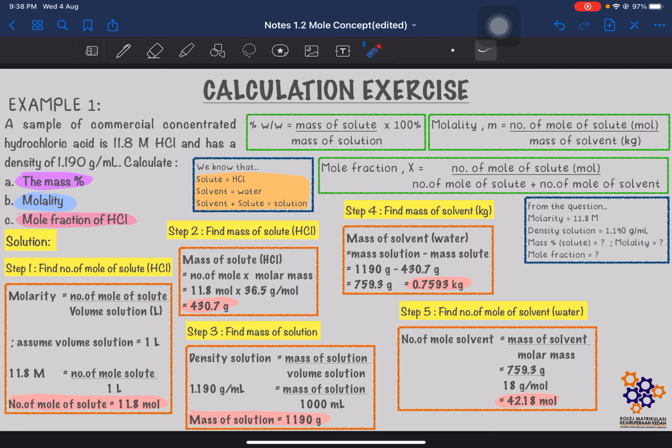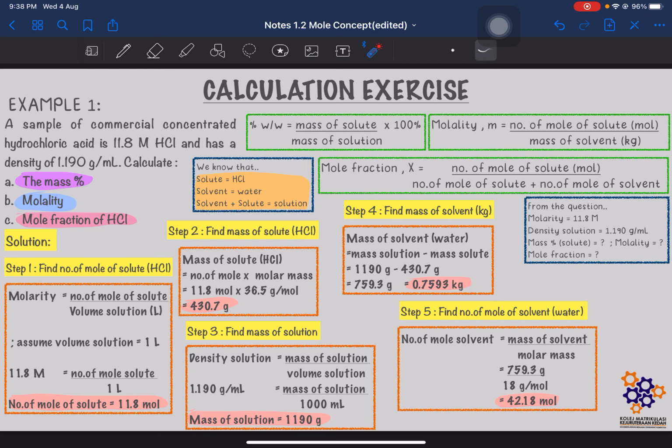Okay, now finally we look at a calculation exercise. In past year questions or exam questions, there are some simple questions, but mostly the questions will be complex. For example, here we have this question. A sample of a commercial concentrated hydrochloric acid is 11.8 molar and has a density of 1.19 gram per ml. Calculate the mass percentage, molality and the mole fraction of HCl. When you see a question like this, you will think, there is so much to find. Which one should I start with?